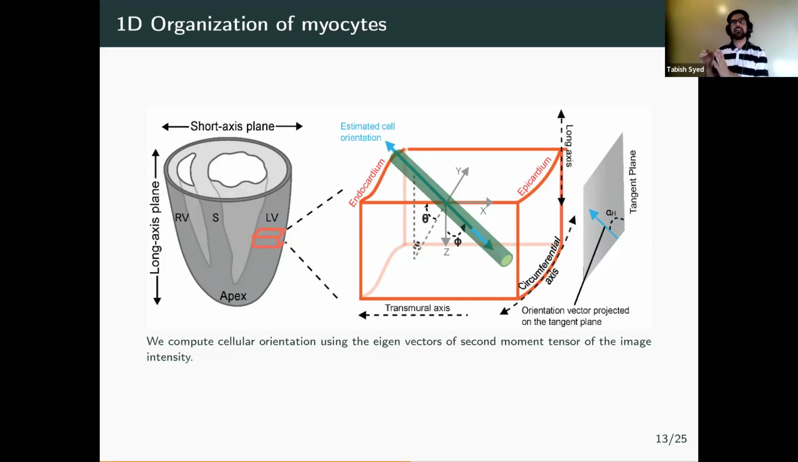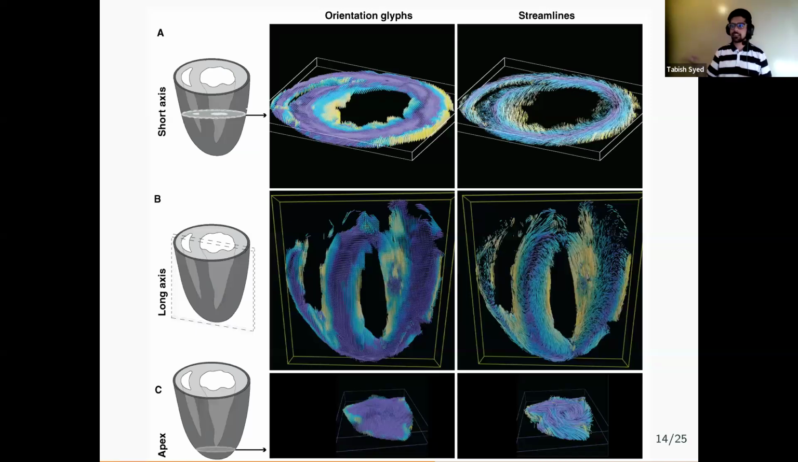So we use a dictionary-based approach, which gives us denoised images, but also with no fake edges. We use that to estimate the direction of cells in this 3D block of tissue. And then we have cell orientations at every point. We do this in short axis, long axis, and also in the apex.